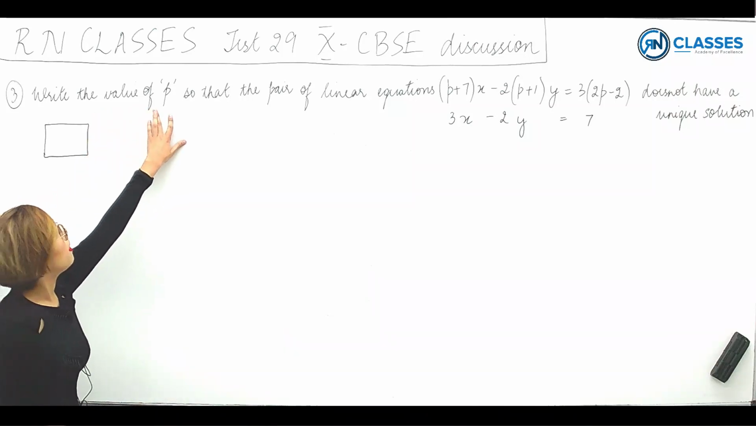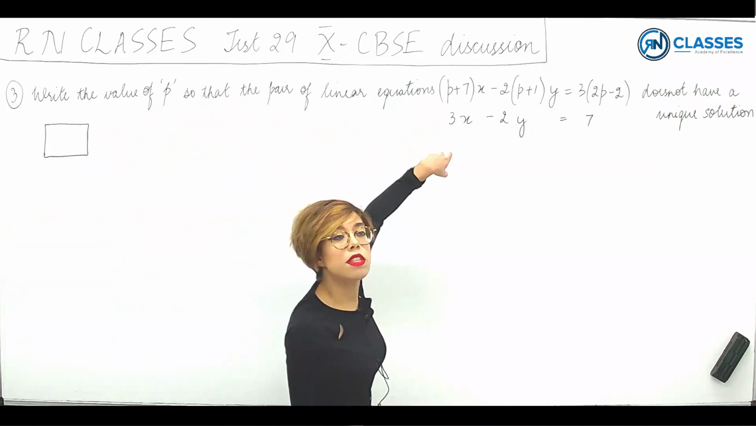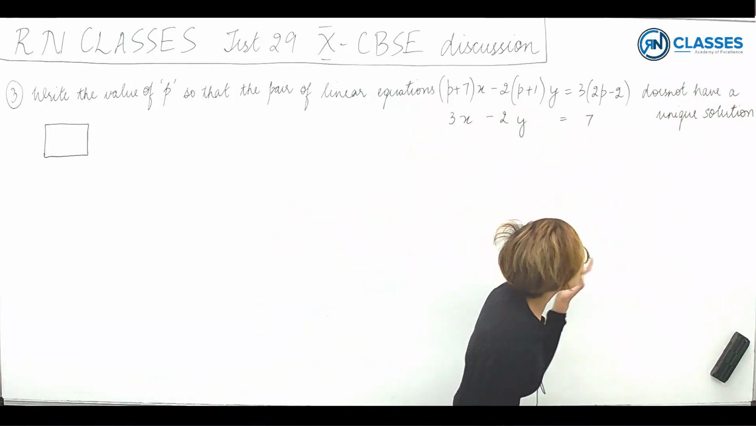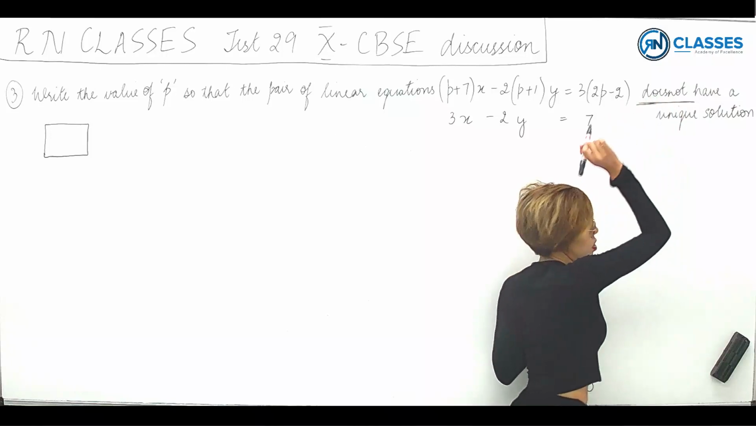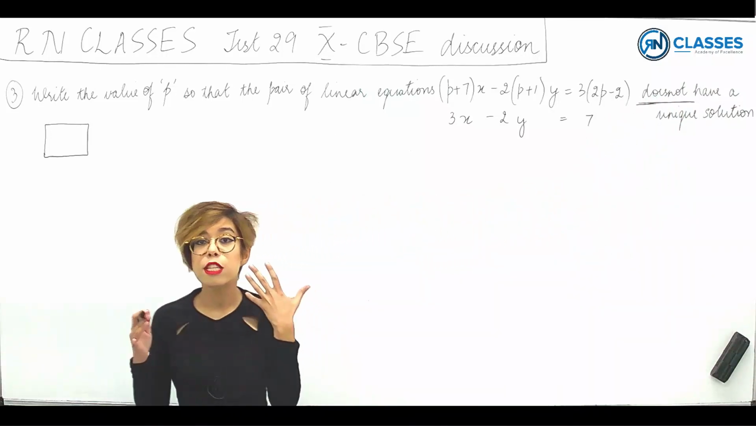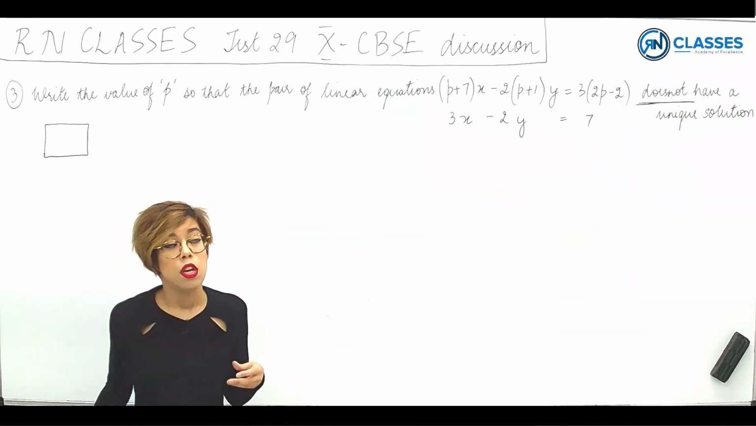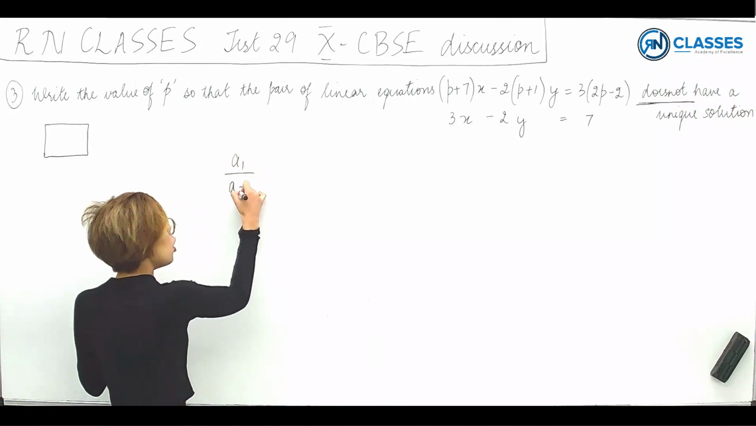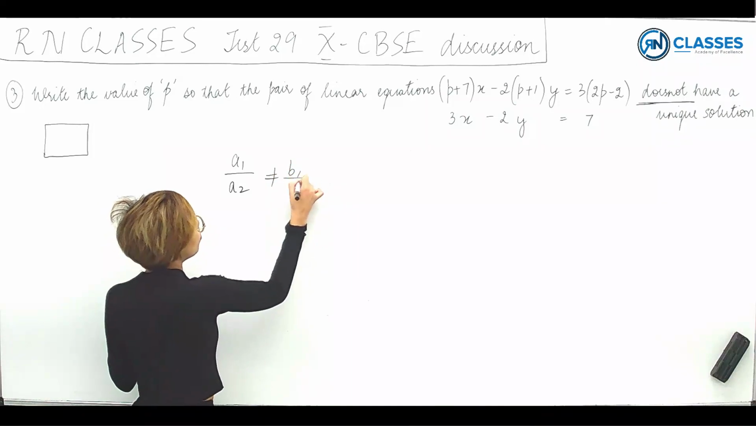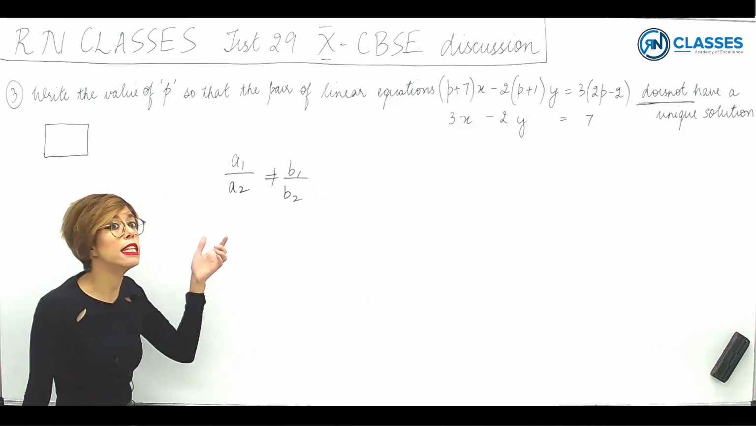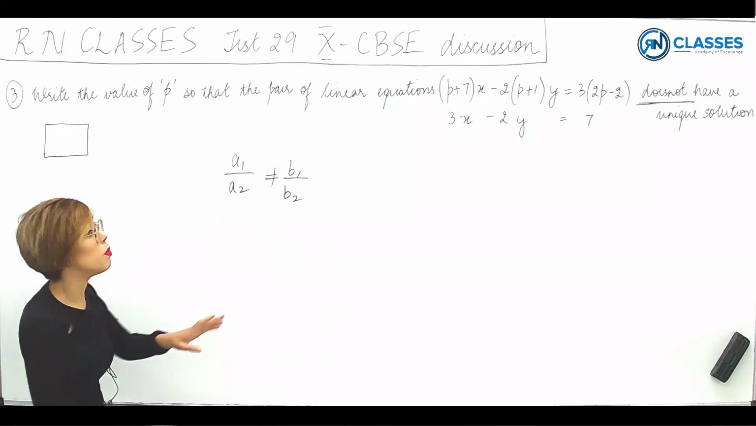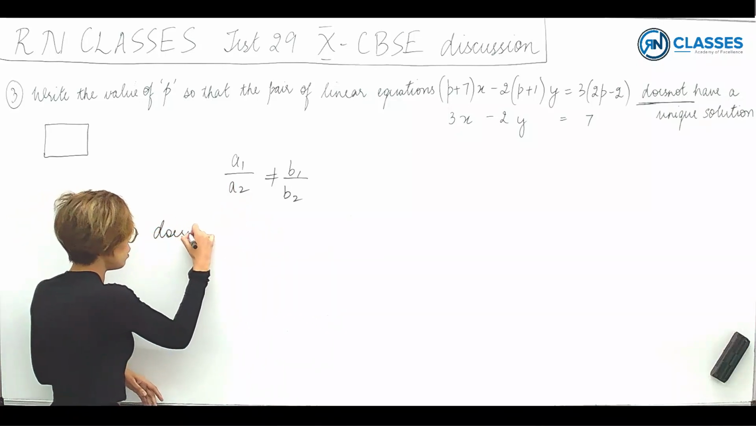Write the value of P so that this pair of equations does not have a unique solution. It should not have a unique solution. Okay, now first of all, let's talk about the unique solution. Now, the unique solution condition is A1 by A2 not equal to B1 by B2. This is the condition for unique solution. But I do not want a unique solution. Does not have a unique solution.